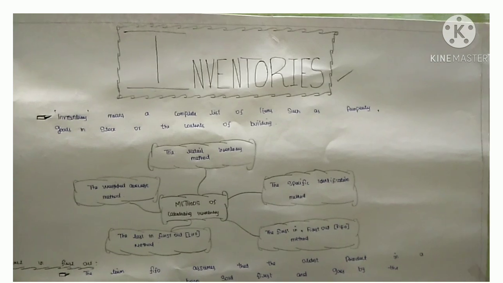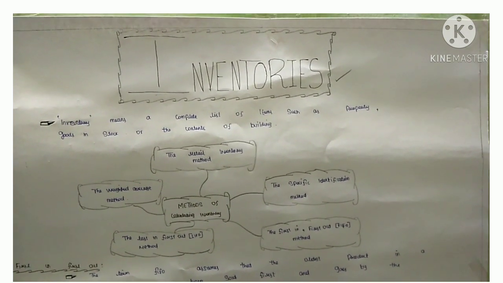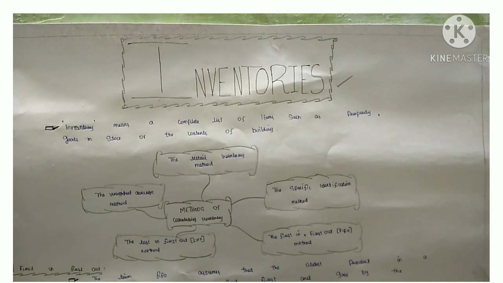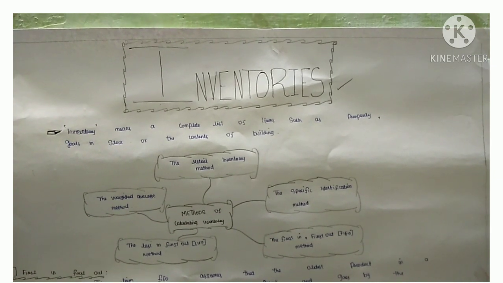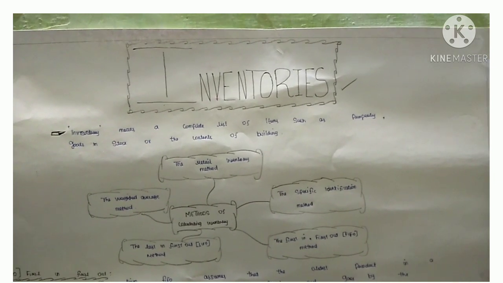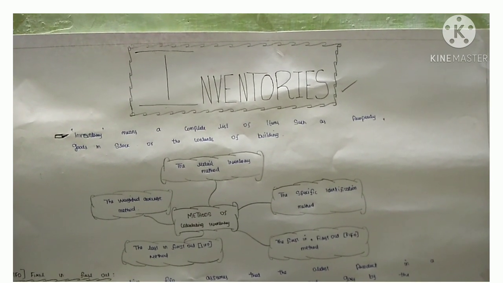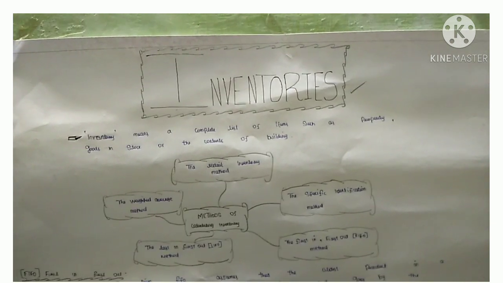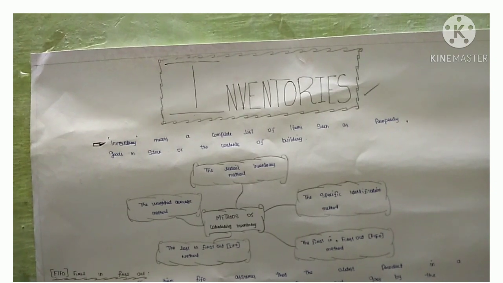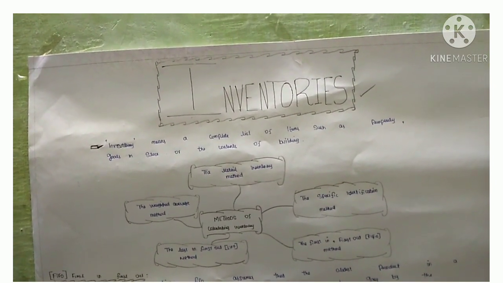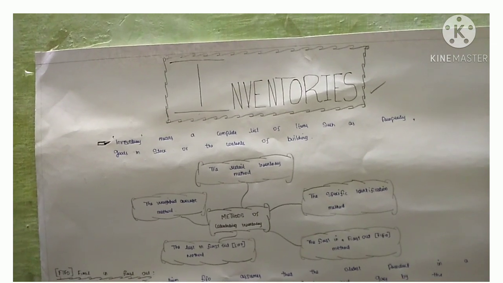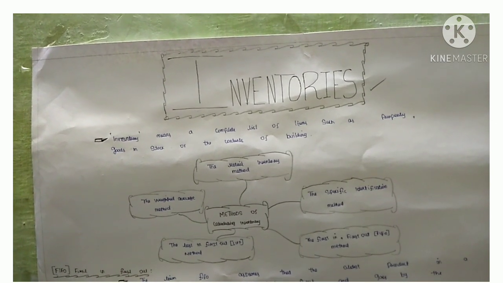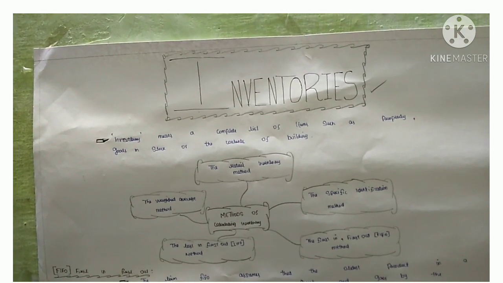Okay, what is inventory? What do you mean by inventory? The term inventory means a complete list of items such as a property, goods in stock, or the contents of a building. The term inventory defines the complete list of items such as the property or goods of the firm. It's called inventory. In the absence of inventory, a firm or company goes the way of loss.